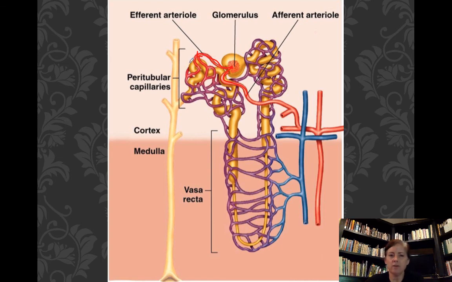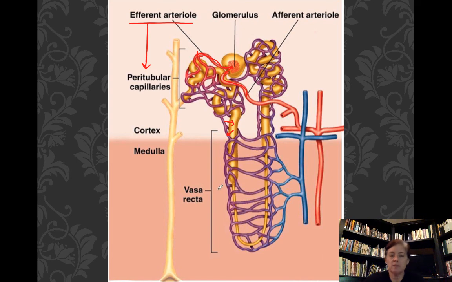And what ends up happening is our efferent arteriole ends up creating this peritubular capillary network that basically surrounds the tubule. So anything that we want to reabsorb, we're going to move from the tubule into that peritubular capillary. And anything that we want to secrete, we're going to move the opposite way. So it's going to go from the capillary into the tubule, because then we can excrete it as urine. But that efferent arteriole is going to continue and create the peritubular capillaries that surround the tubule.